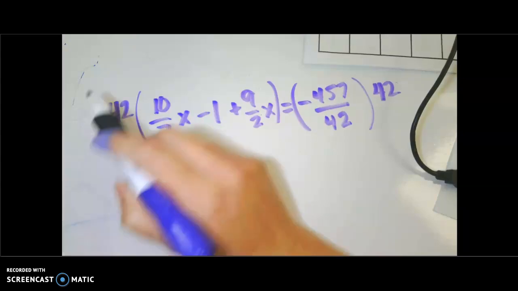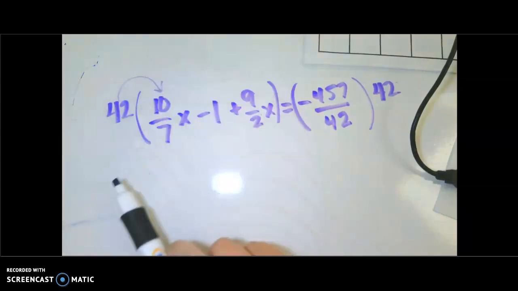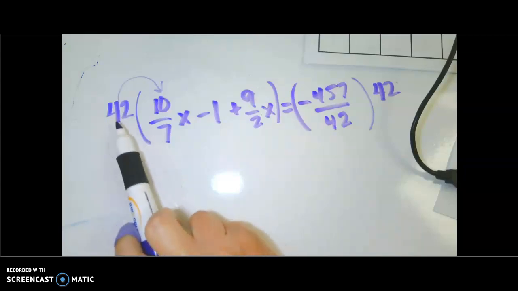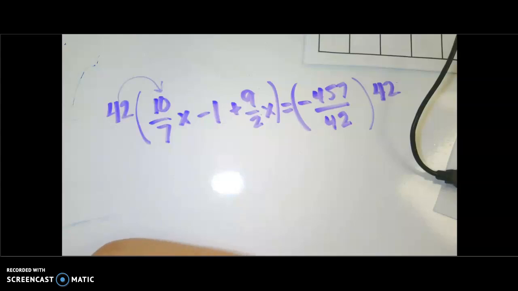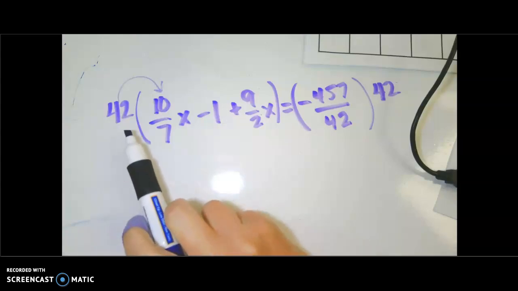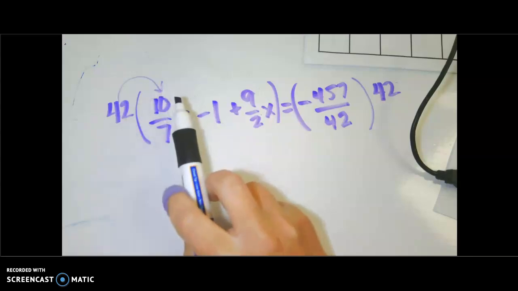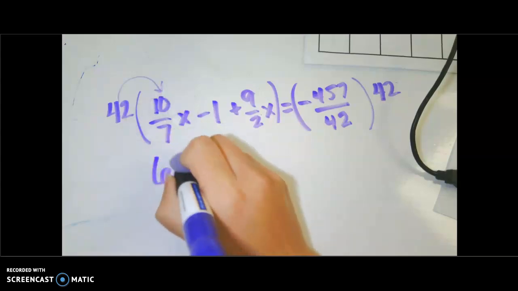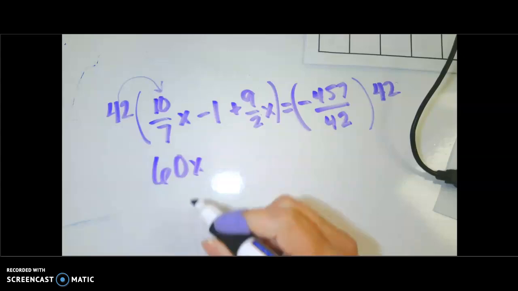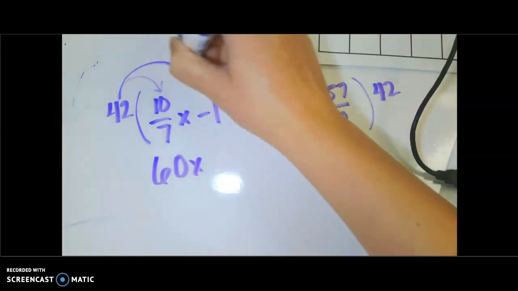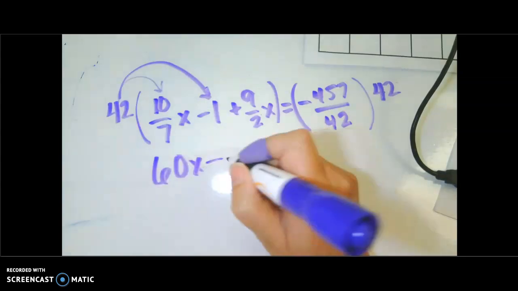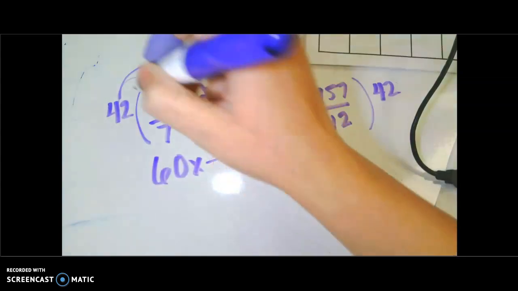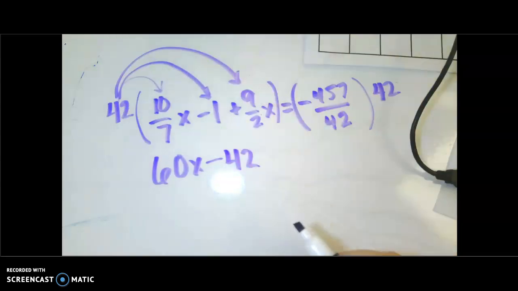So when I'm thinking of this, I'm going to take this 42 times 10/7. In my head, I am doing 42 divided by 7, which is 6 because after school my brain's not working. 6 times 10 gives us 60. So this is 60x. And then I'm going to take 42 times, the negative's going to stay, right? So 42 times 1 is 42.